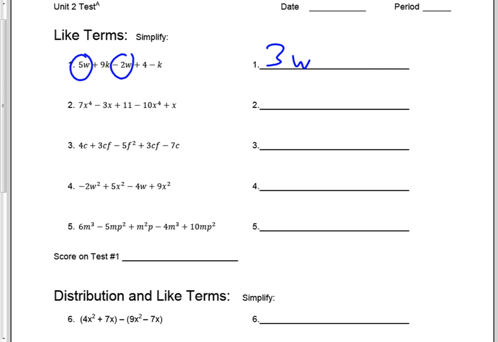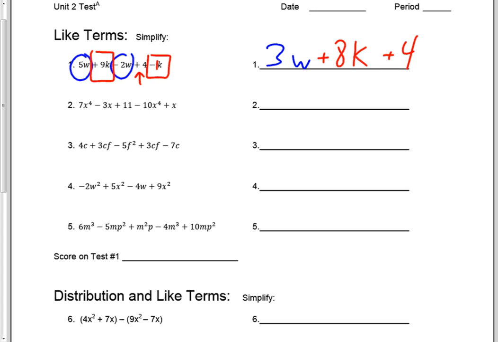What if I have 9K minus K? What's in front of that K? Put a little 1 there. What's 9 minus 1? 8. And does the 4 have anything to combine with? You're done. There's nothing more we can do with that.